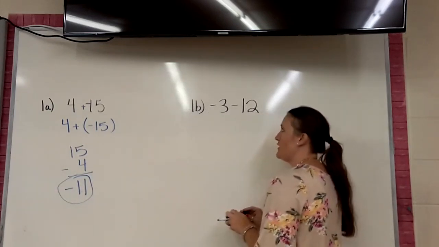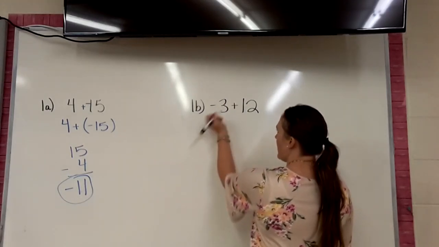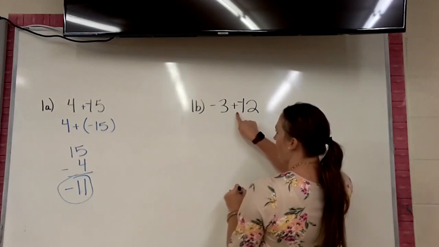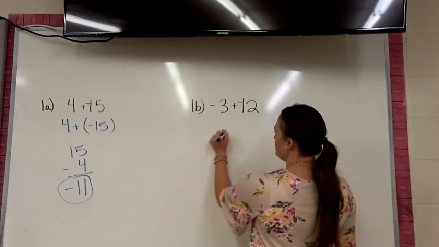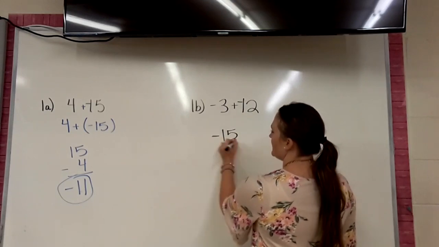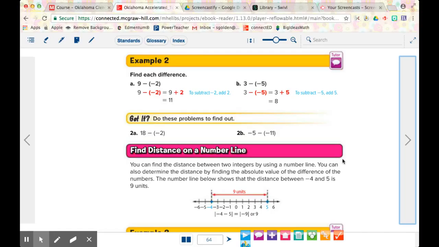So then on the second one, negative 3 minus 12. So we're going to change the sign, add a line. So now I'm adding with the same sign. So you add, so 12 plus 3 is 15, and you keep the sign that they both have. So negative 15.